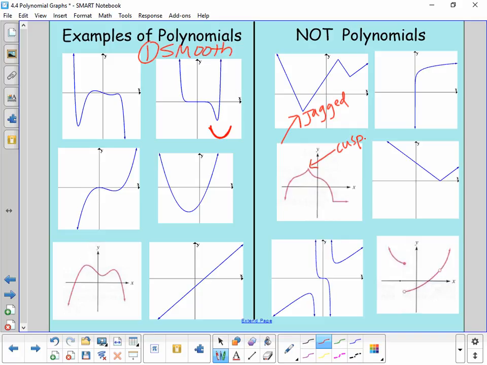Another thing you might notice about polynomials is that they don't have jumps or holes or multiple pieces like these do over here. And in math, the way we would describe that is to say that they are continuous. No breaks, gaps, or jumps.